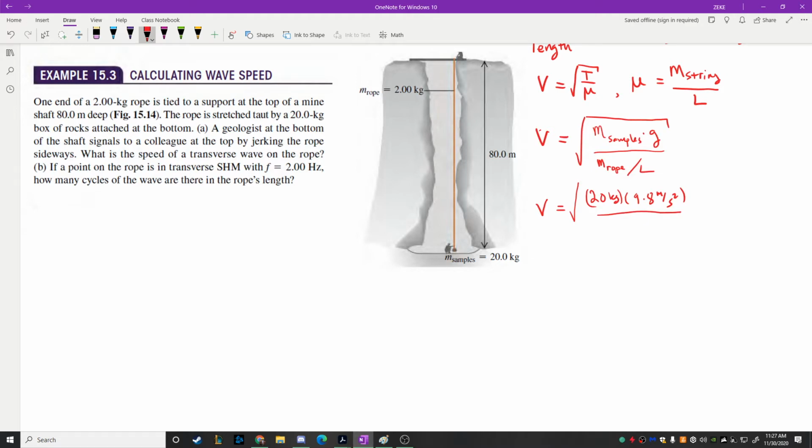Again, we're assuming that the tension is entirely produced by this 20 kilogram mass at the bottom, and we're ignoring the mass of the rope. I don't think it's totally reasonable to ignore the mass of the rope, since it's 2 kilograms, because it will contribute a little bit to the tension as well, but that's okay. Mass of the rope is 2 kilograms, and then we're dividing this by the length, which is 80 meters.